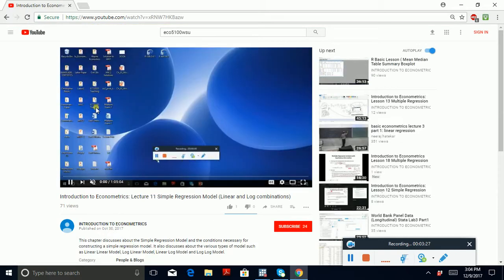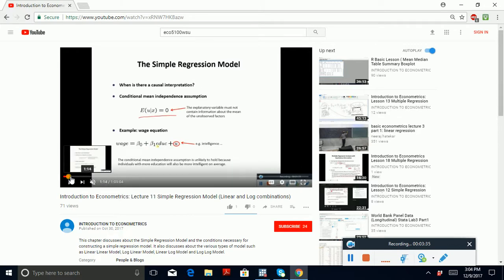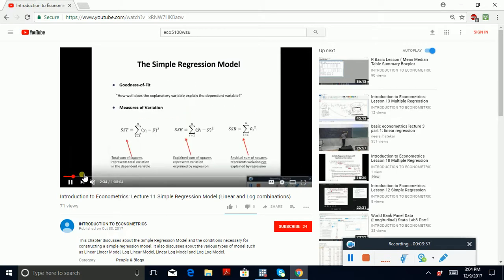So next is the simple regression model. This actually is from chapter 2. Chapter 1 is not recorded. So definitely you have to know the linear log model. Okay, you have to go through these examples, goodness of fit. So most of it you guys have to study from this video. All right, so goodness of fit, then measures of variation, right? All of those things are important. Make sure you write this down in your formula sheets.